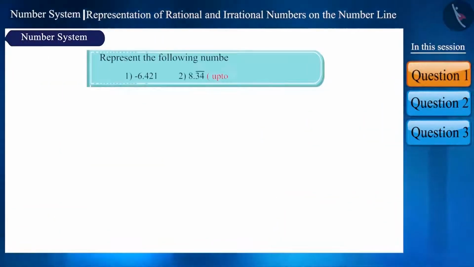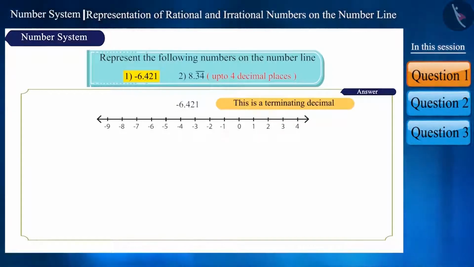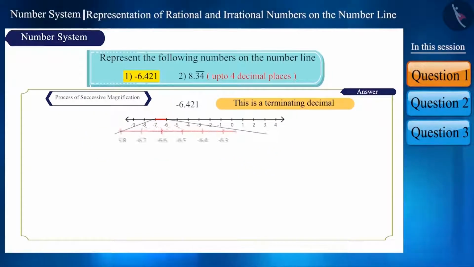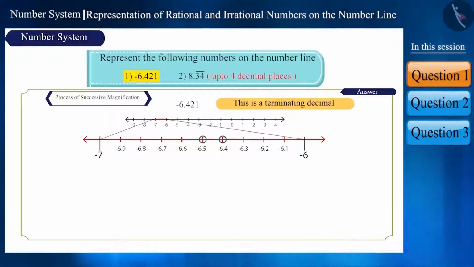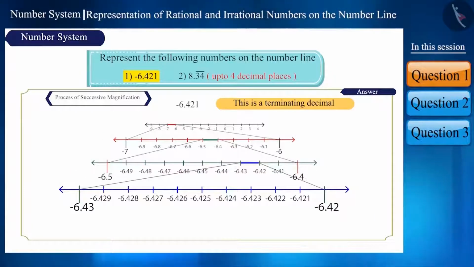Represent the following numbers on the number line. The first number is minus 6.421. This is a terminating decimal. Friends, don't get confused seeing the negative sign. This number will lie between minus 6 and minus 7 on the number line. We will represent this number using the process of successive magnification like this. Now the number will lie between minus 6.42 and minus 6.43. Here.